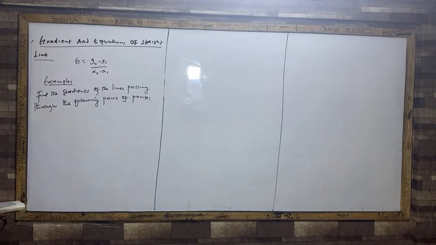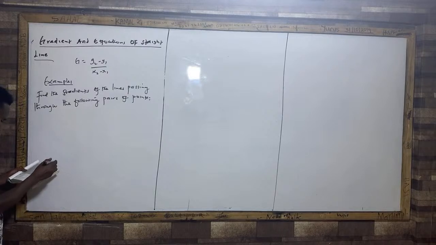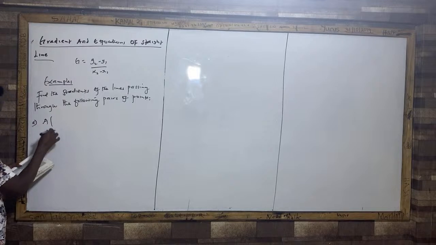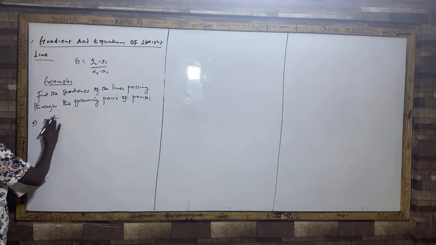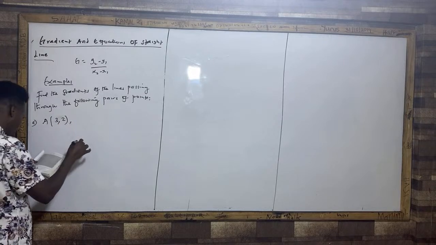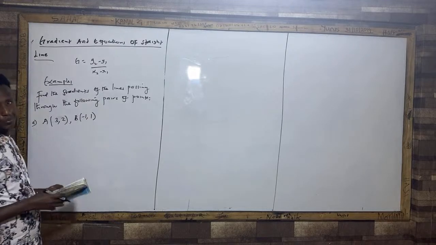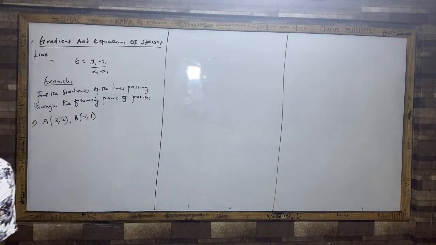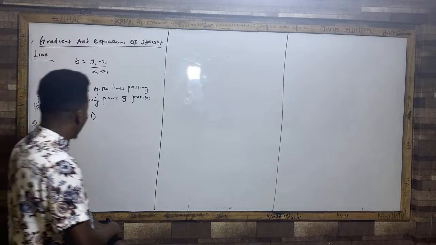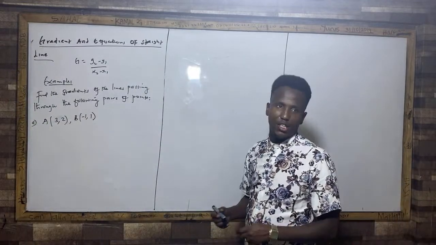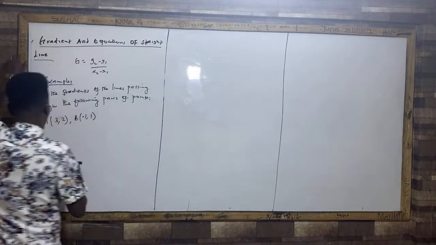Now let's see this one. We have the first one as question A. We have A: 3, 2, then we have B as negative 1, 1. So what are we going to do? Bear witness here. We have 2 points, and we are told to get the gradient. So this is how we are going to solve such kind of questions.